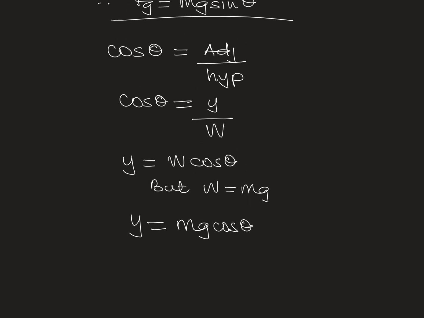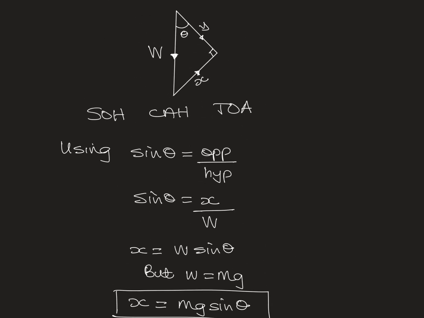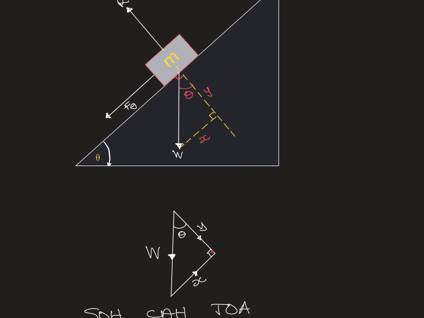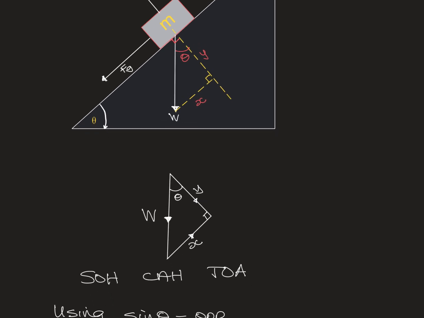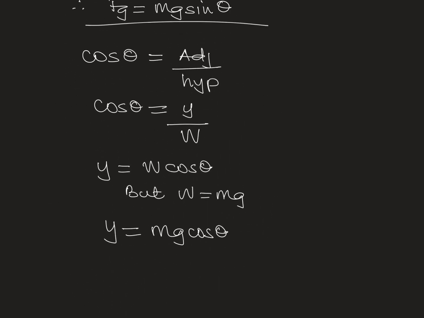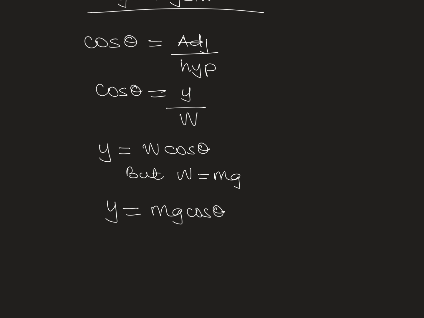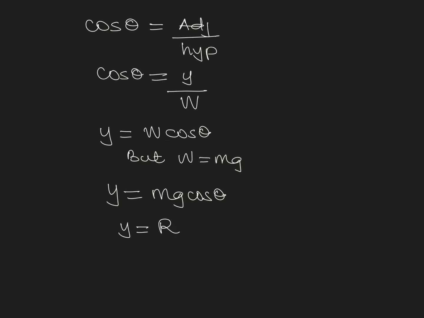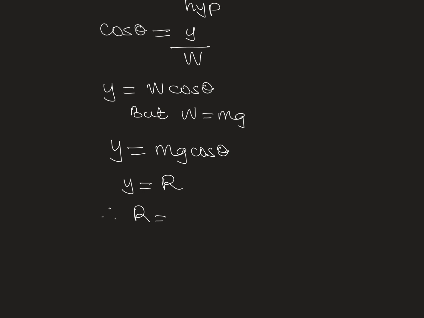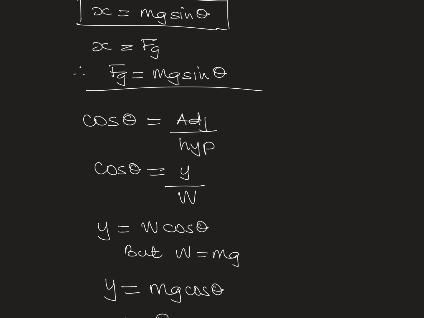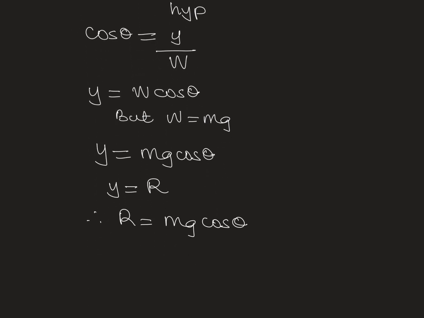Okay, so this y here is the component of the weight that is perpendicular to the inclined plane. Okay, and since you have y here, it will be equal in magnitude to R. Okay, so that is why we can say y is equal to the normal reaction R, so therefore R is equal to mg cos theta. Okay, R is equal to mg cos theta.